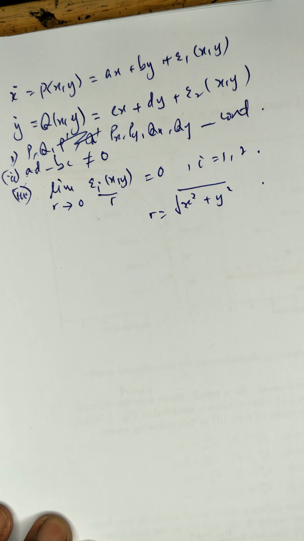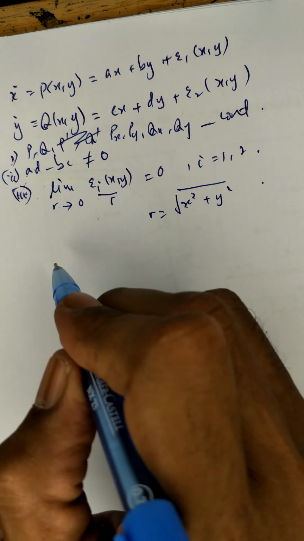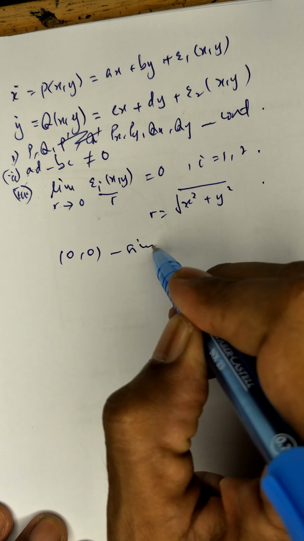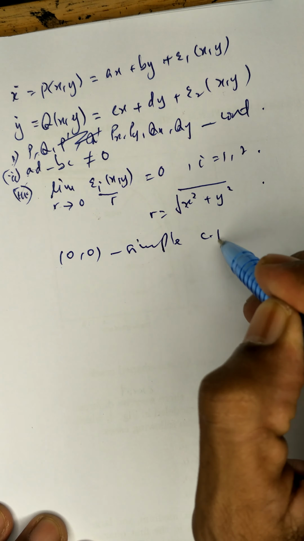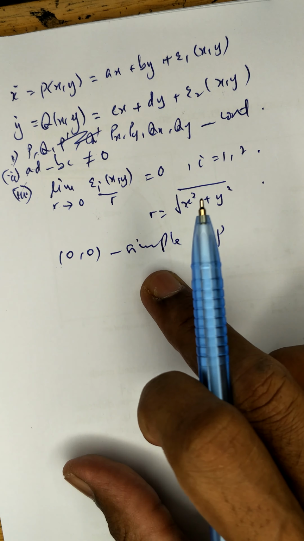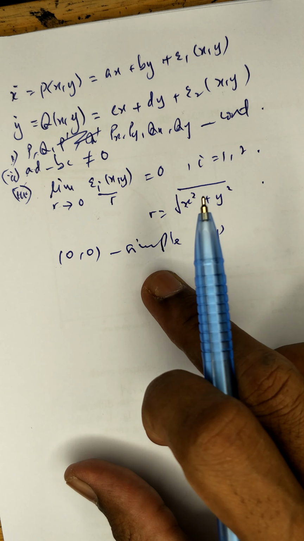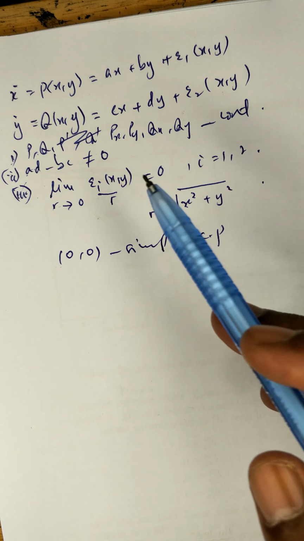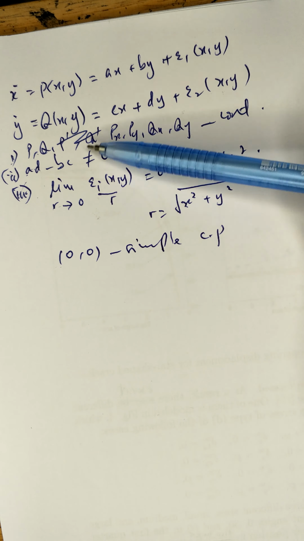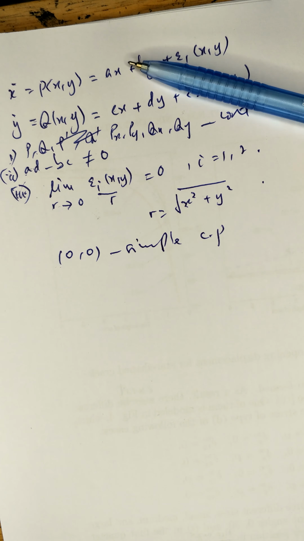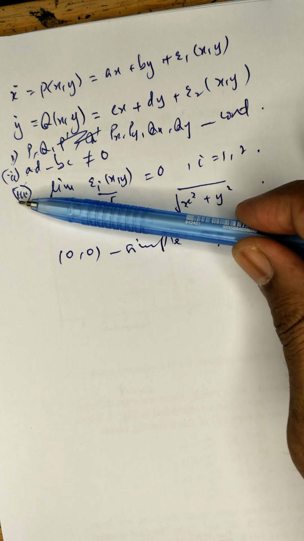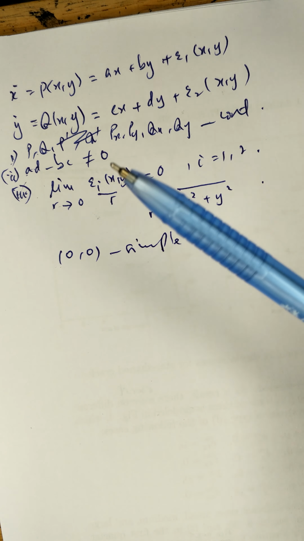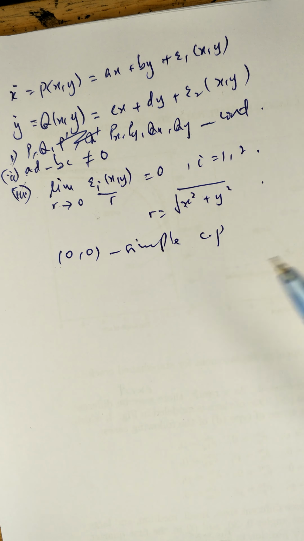Now we say (0,0) is a simple critical point. Remember that a simple critical point means that if the given nonlinear system satisfies all these three conditions, and (0,0) is the critical point, then we call (0,0) a simple critical point.